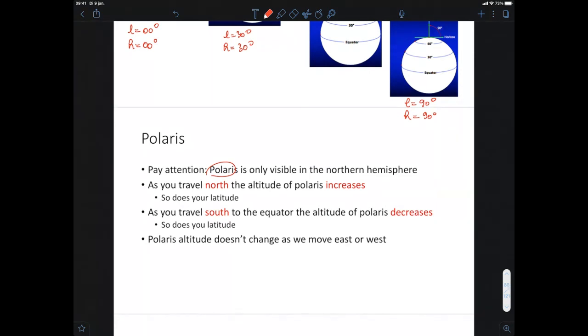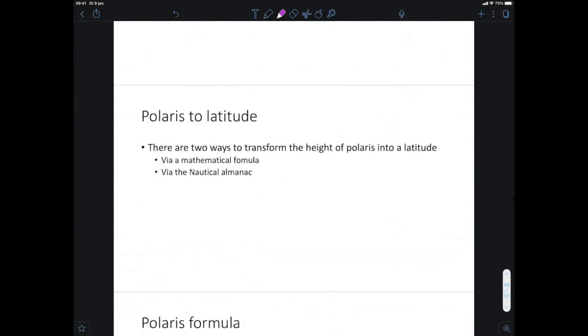So this means that as you travel to the north, if you go more to the North Pole, the altitude of Polaris increases, and so does your latitude. If you travel to the south, to the equator, then the altitude of Polaris will decrease, and so will your latitude. As we go east or west, the altitude of Polaris doesn't change. Now, there are two ways to determine our latitude by determining the altitude of Polaris, or the height of Polaris.